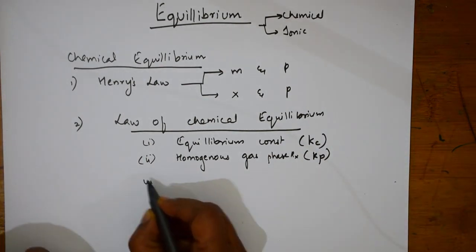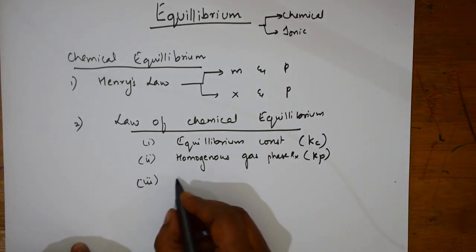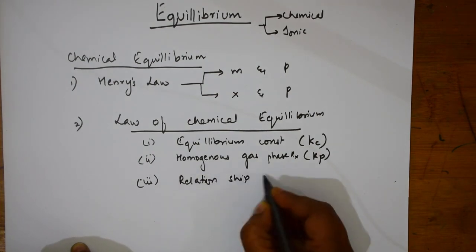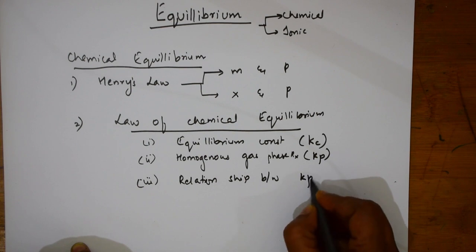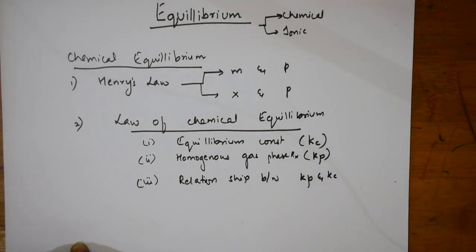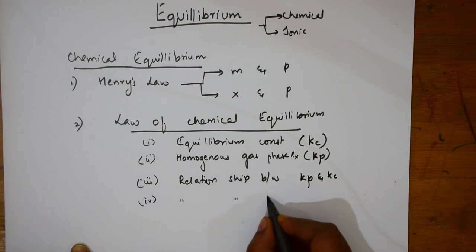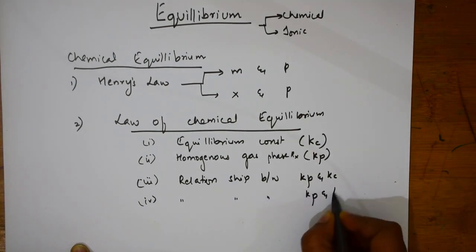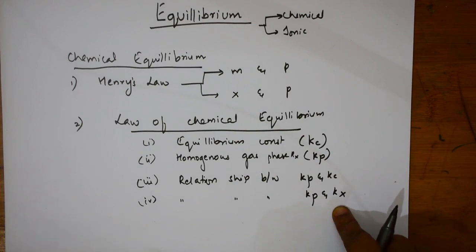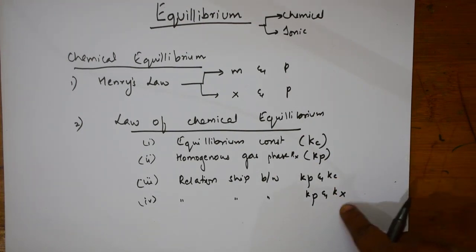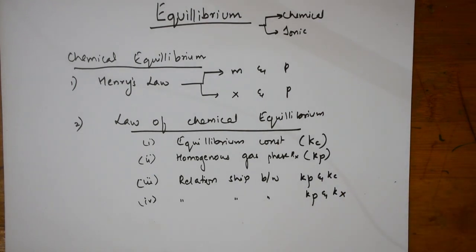Now next, you also have to study the relationship between Kp and Kc. Both the relations I'll teach. After that, next you have the relationship between Kp and Kx. Now what is this Kx? When Kc is represented in terms of mole fraction, then we call it Kx. Simple as that. I'll show you that also. So Kc represented in terms of mole fraction, we call that equilibrium constant Kx.